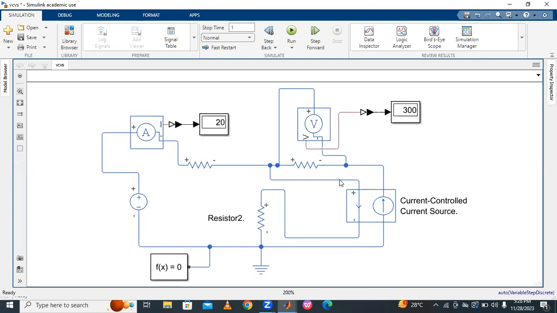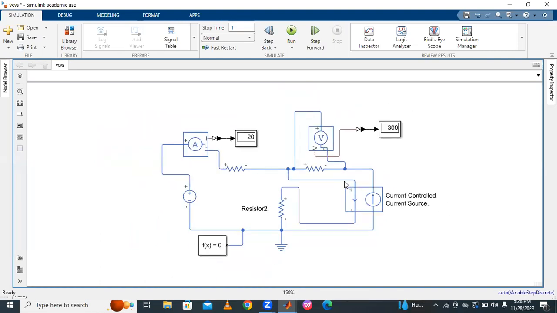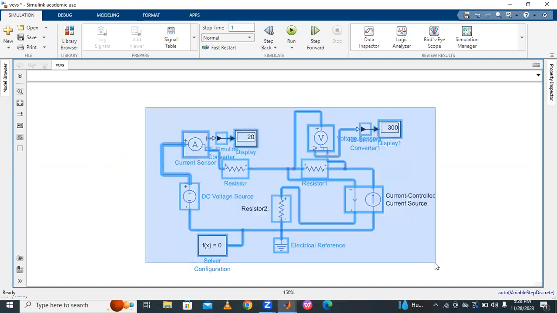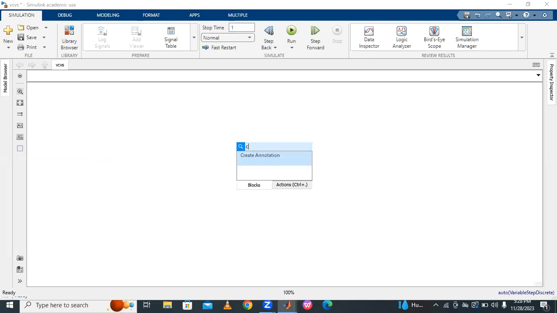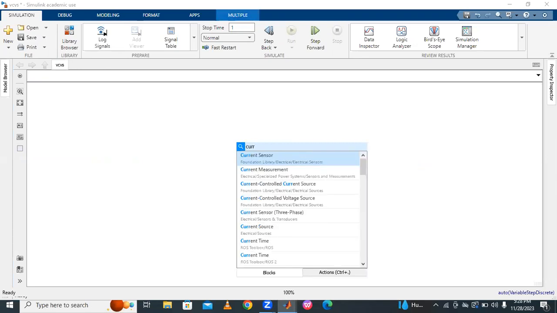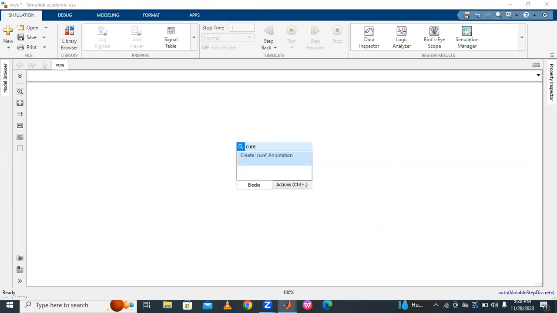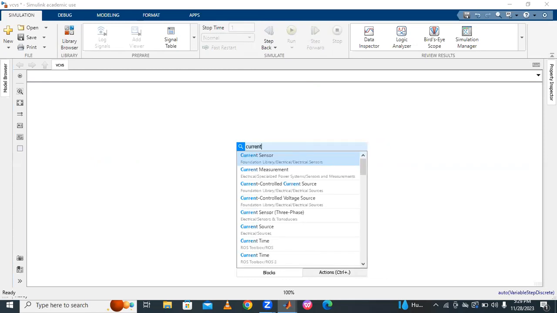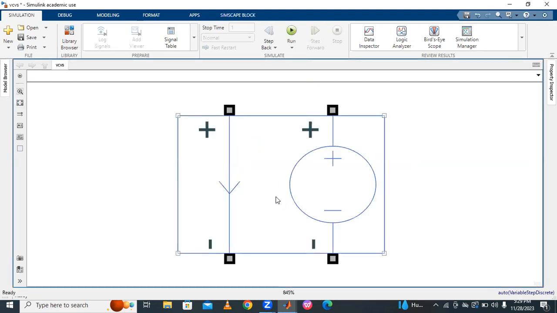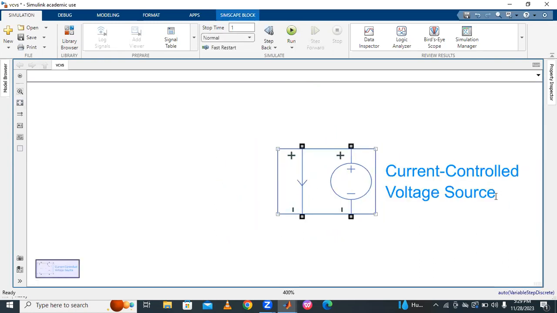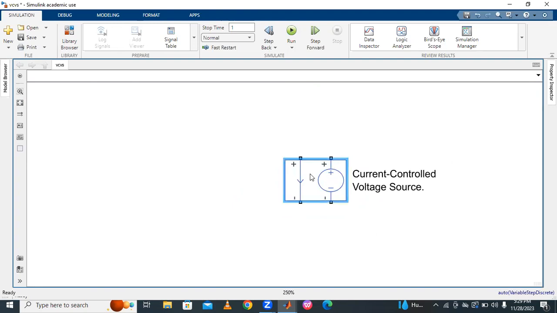Then coming to the current controlled voltage source. Right here, the current controlled voltage source looks like this. It depends on current, but it is a voltage source. The circle is called a voltage source, but it depends on the current. The current flows into the branch.